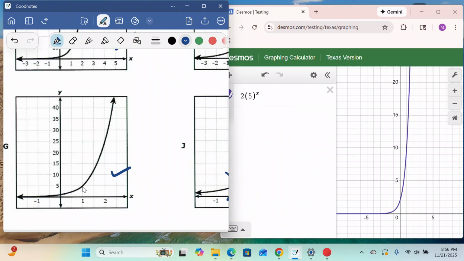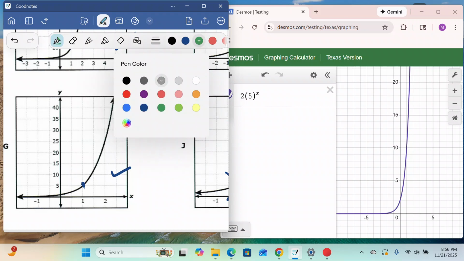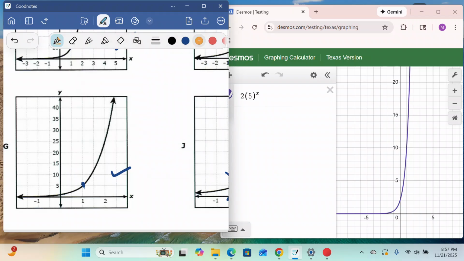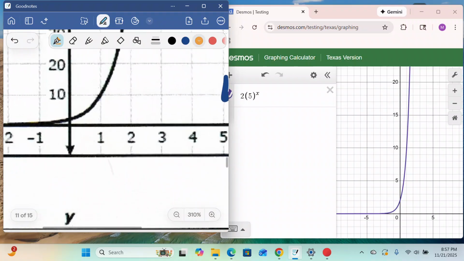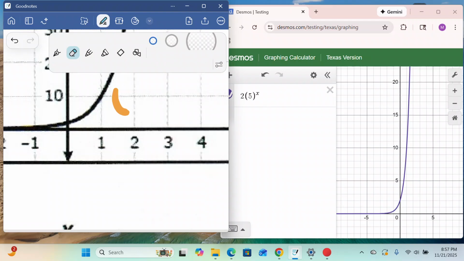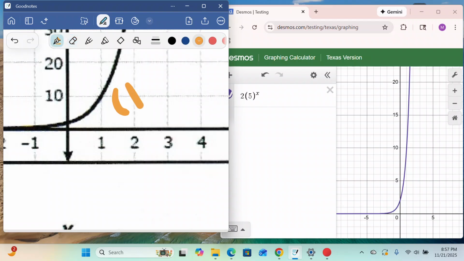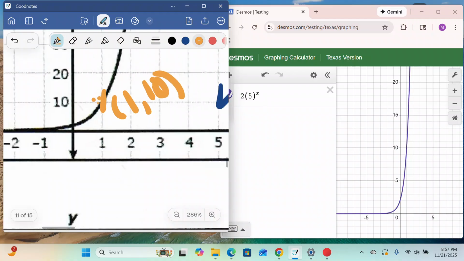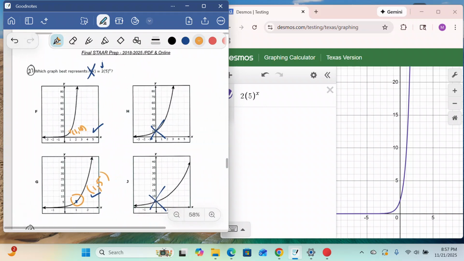You're going to look at 1, 5. This is another point. So not only did this one test us on our intercepts, it didn't really test us on our intercepts. It tested us on another point. If we look at this point, and I'm going to put this in orange, the x is 1 and the y is 5, approximately. And if I look at this one, the x is 1 and the y is right here, 10. So which one has the graph of 1, 5 or 1, 10?